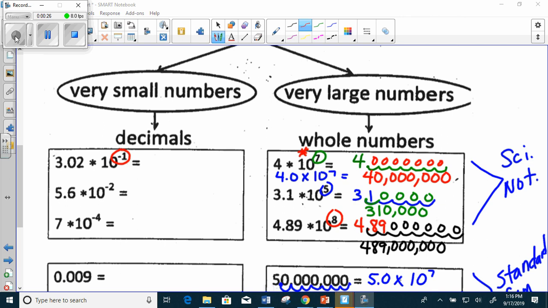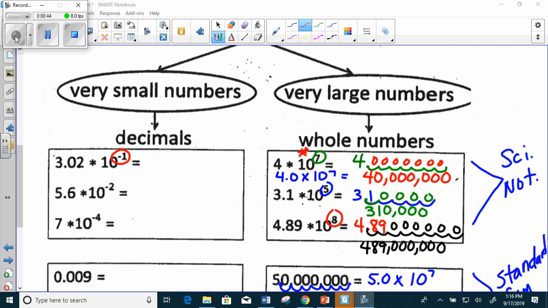So we're going to do the exact same thing, but think about this. If it is a negative exponent, are we moving that decimal to the right or are we moving it to the left? Hopefully you said to the left, because when we move it to the left, our number gets smaller. That's exactly what you do.